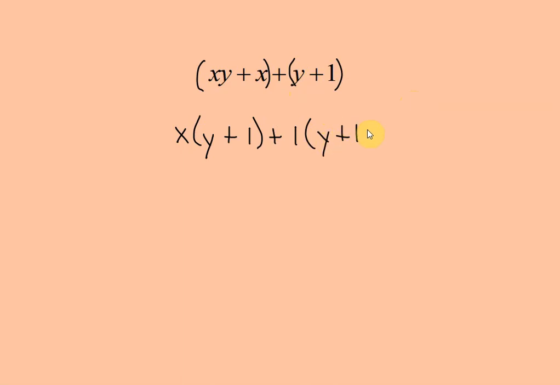All right, and then if I divide by 1, I have the same thing. Y divided by 1 is y. 1 divided by 1 is 1. And now the stuff that's in my parentheses looks the same. So that's a common factor that they have, and I'm going to factor that out, the y plus 1.